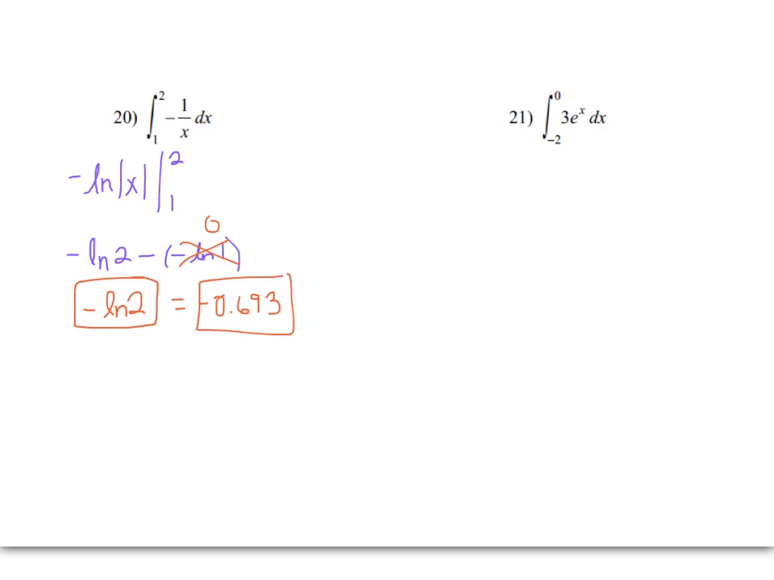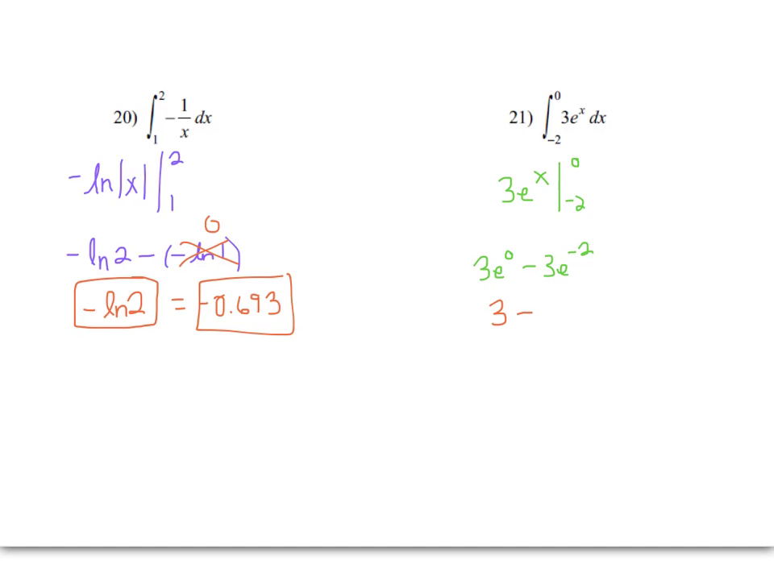on my calculator. On 21 and then 22, whenever we get to the next slide, these are e to the x's. The integral of e to the x is e to the x, which is awesome. So we're going to evaluate it at 0 and negative 2. So 3e to the 0 minus 3e to the negative 2. e to the 0 is just 1, which means 3 times 1 is 3.